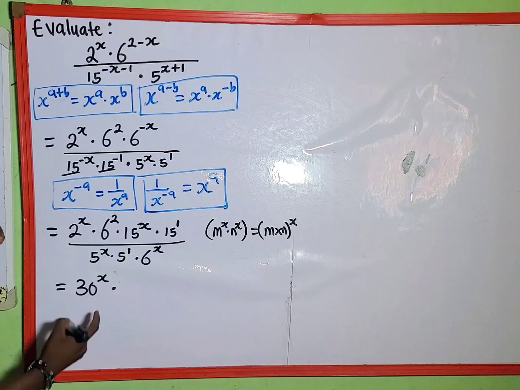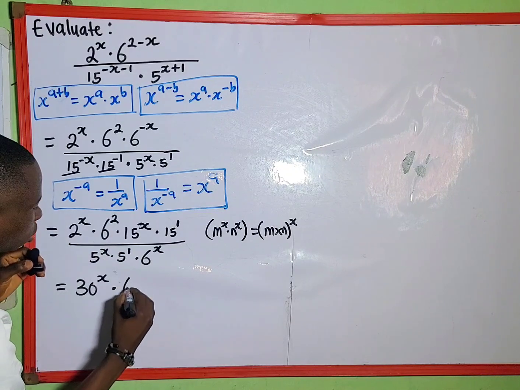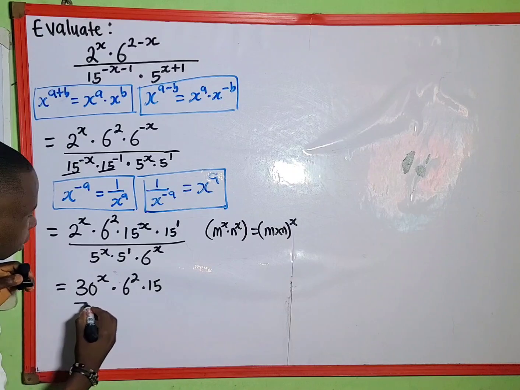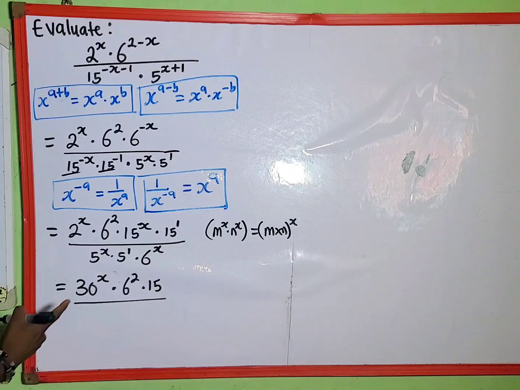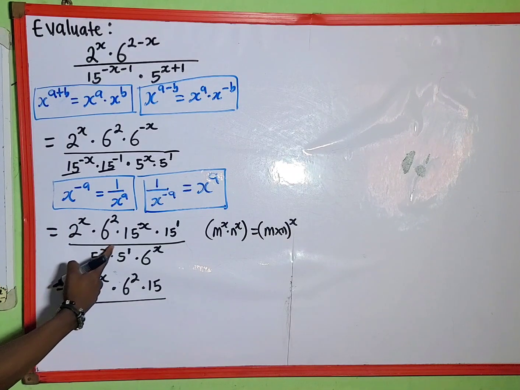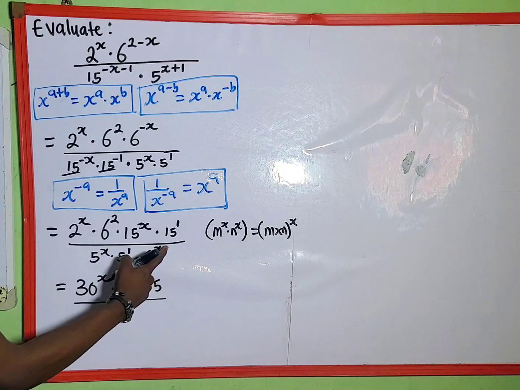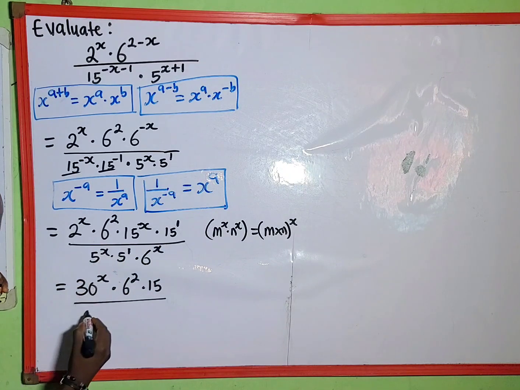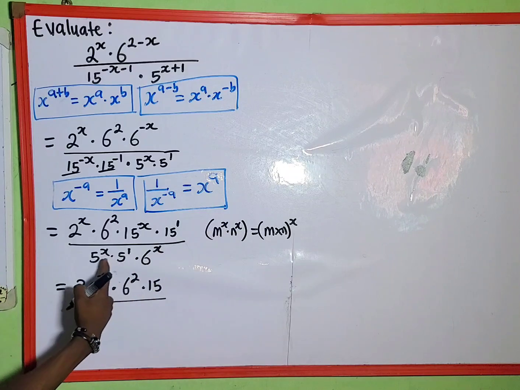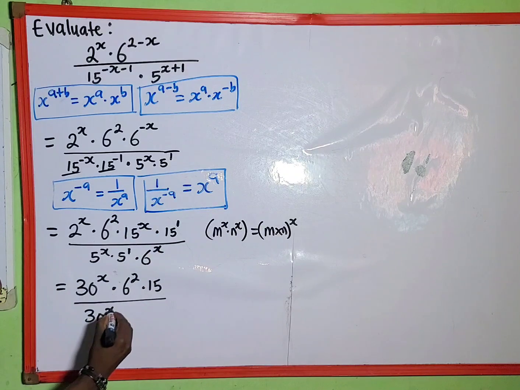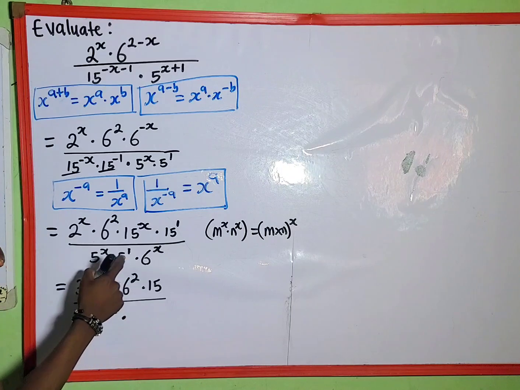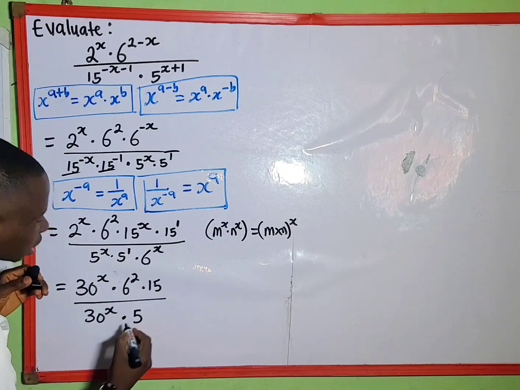Then multiply by 6 raised to the power of 2 multiplied by 15 to the power of 1, which is the same as 15. Then everything all over. Here also we have 5 to the power of x, and this is 6 raised to the power of x. The power is the same. 6 multiplied by 5 is going to give us 30. Then apply this property, we just take one of the powers out. It's going to be 30 raised to the power of x. Then multiply by 5 to the power of 1, which is the same as 5.